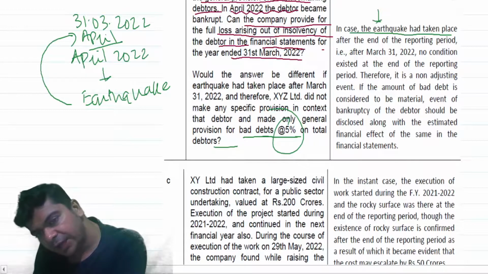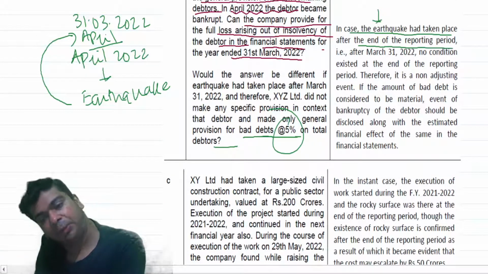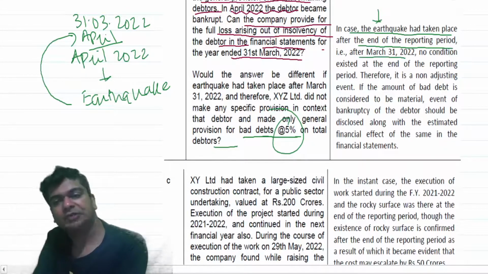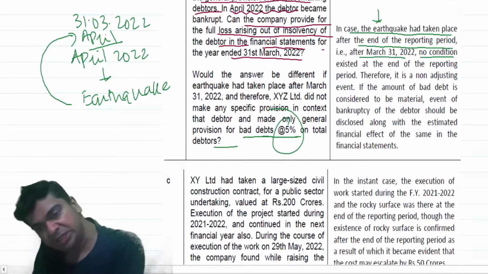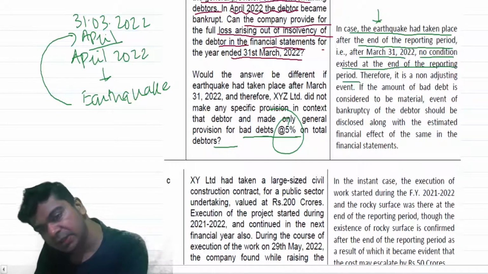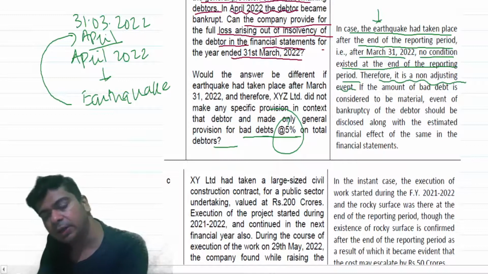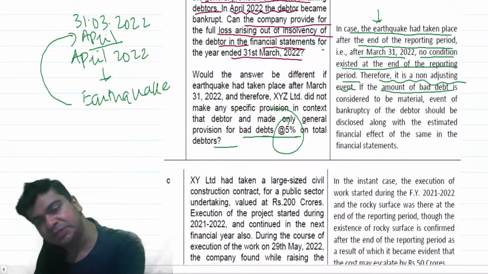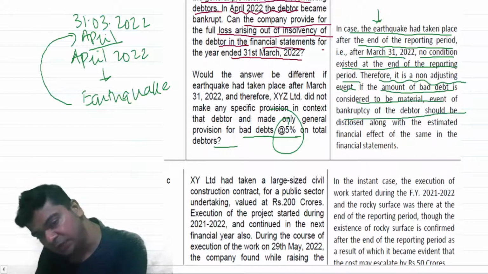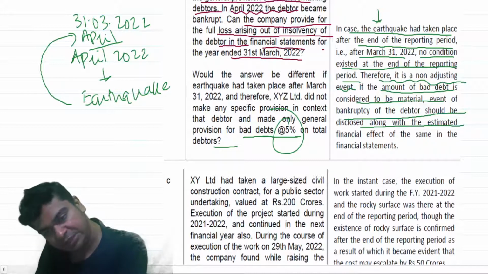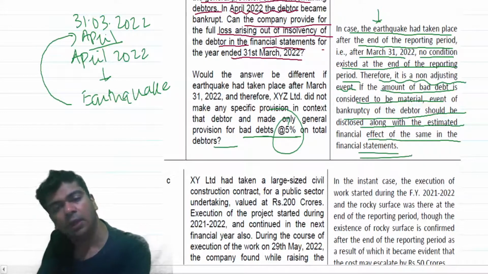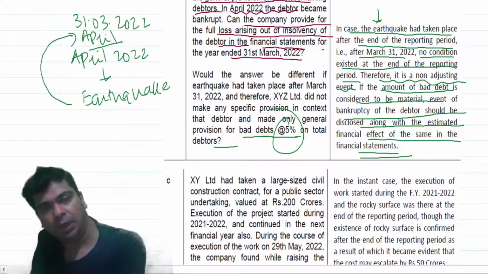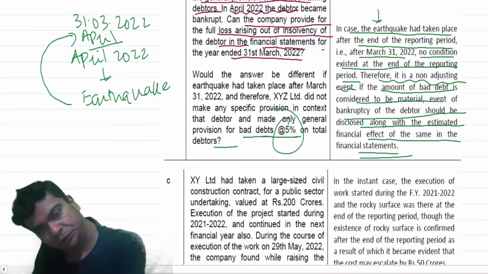In case the earthquake had taken place after the end of the reporting period, that is after 31st March 2022, no condition existed at the end of the reporting period, therefore it is a non-adjusting event. If the amount of bad debt is considered to be material, the event of bankruptcy of the debtor should be disclosed along with the estimated financial effect of the same in the financial statements. I should provide a proper disclosure.